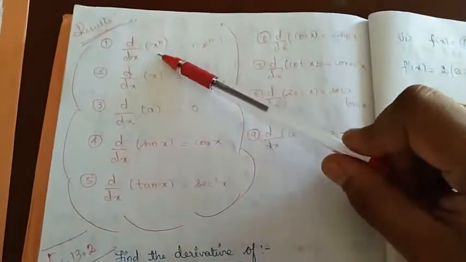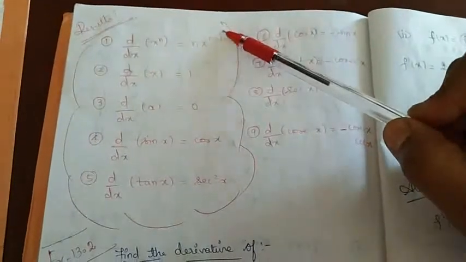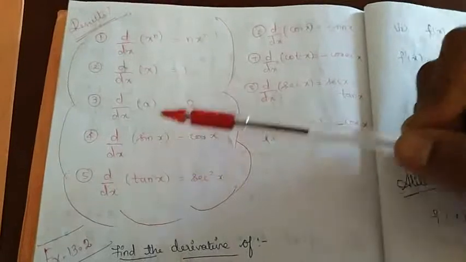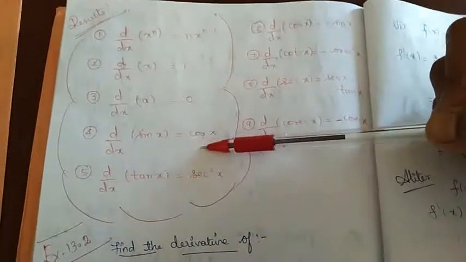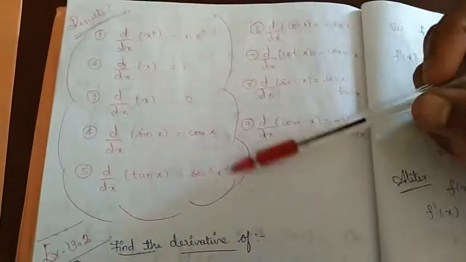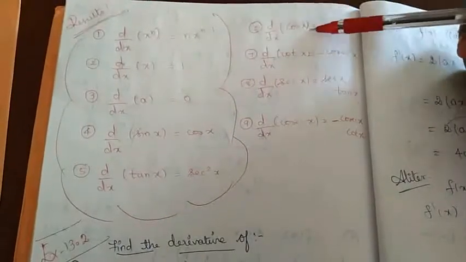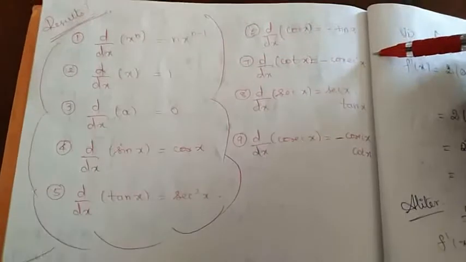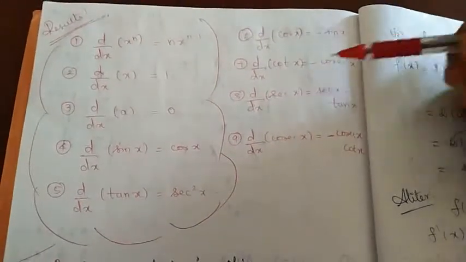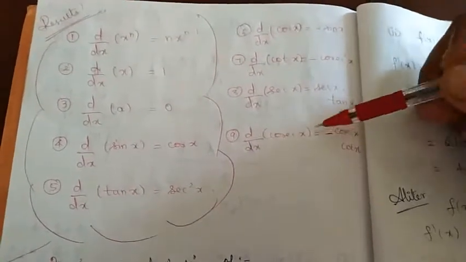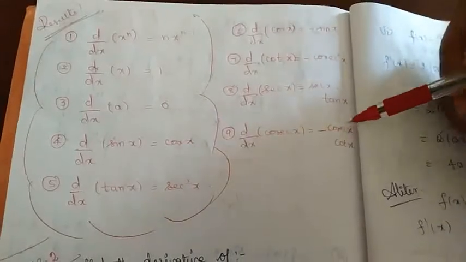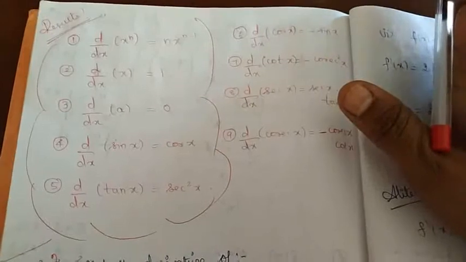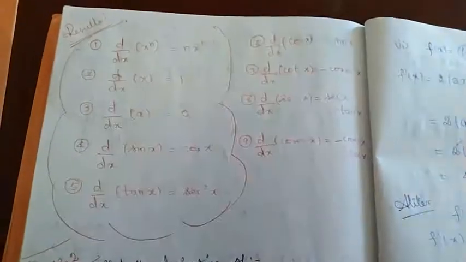So what is d by dx of x power n? It is n into x power n minus 1. d by dx of x is 1, d by dx of any constant is 0, differentiation of sin x is cos x, differentiation of tan x is secant square x, differentiation of cos x is minus sin x, differentiation of cot x is minus cosec square x, differentiation of secant x is secant x tan x, and differentiation of cosec x is minus cosec x cot x. You have to remember all these formulas. You have to learn them. Okay.